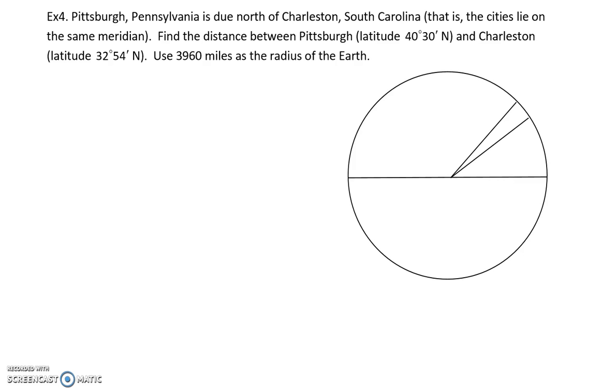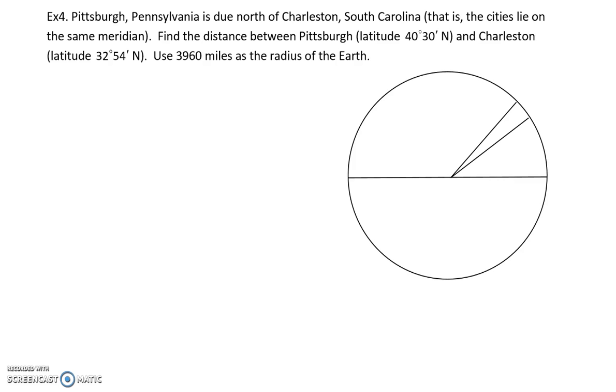Find the distance between Pittsburgh, whose latitude is 40 degrees 30 minutes north. So here we're using the DMS notation. And Charleston, whose latitude is 32 degrees 54 minutes north. Use 3,960 miles as the radius of the Earth.